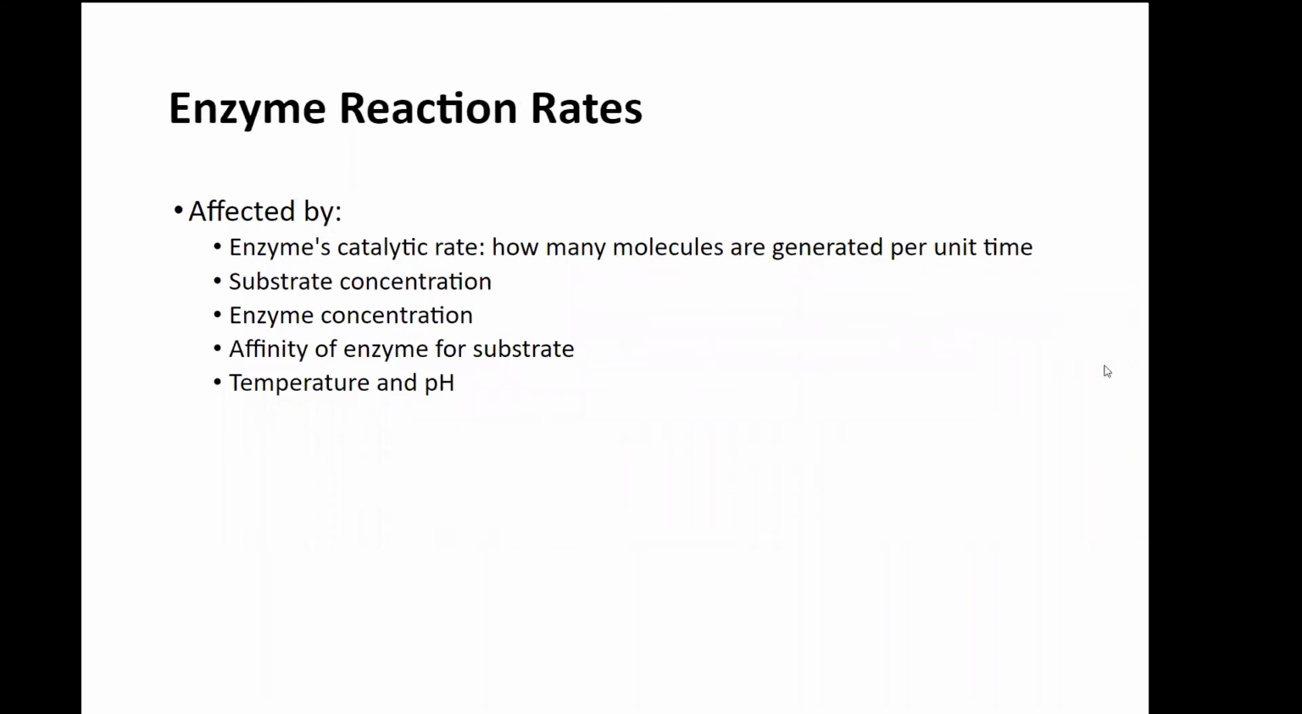One of the things we want to concentrate on in physiology is enzyme reaction rates, because how fast reactions are happening really affects how the body works, so how our different organ systems are working. The reaction rate, even when it's catalyzed by an enzyme, can vary. Our enzyme's catalytic rate is how many molecules it's generating per unit of time. This is going to be dependent on the concentration of the substrate, so how available those reactants are. It's going to vary by enzyme concentration.